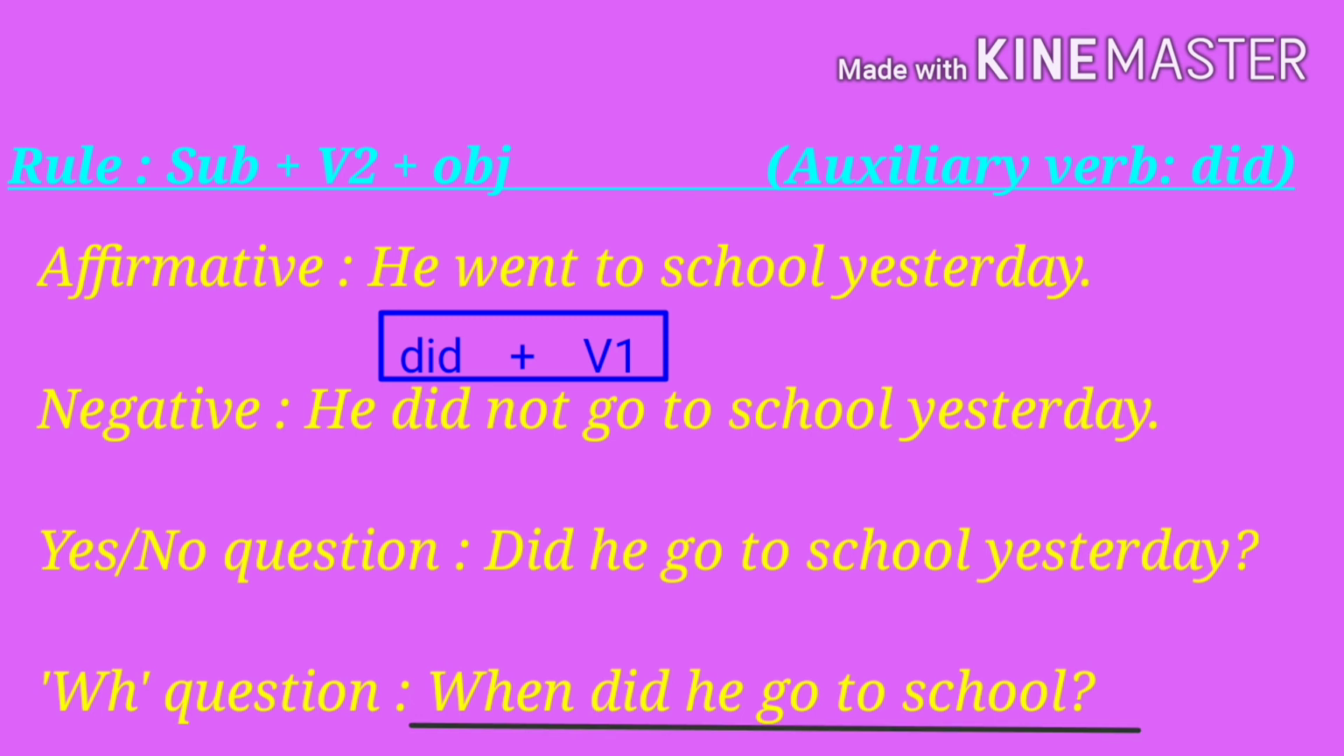Finally, how to make WH questions in simple past. WH question words are what, where, when, how, who, whose, etc. Here is an example. When did he go to school? So we basically understand that to make negative sentences, yes or no questions and WH questions, there is a general rule in simple past, that is did plus V1 form of the verb.